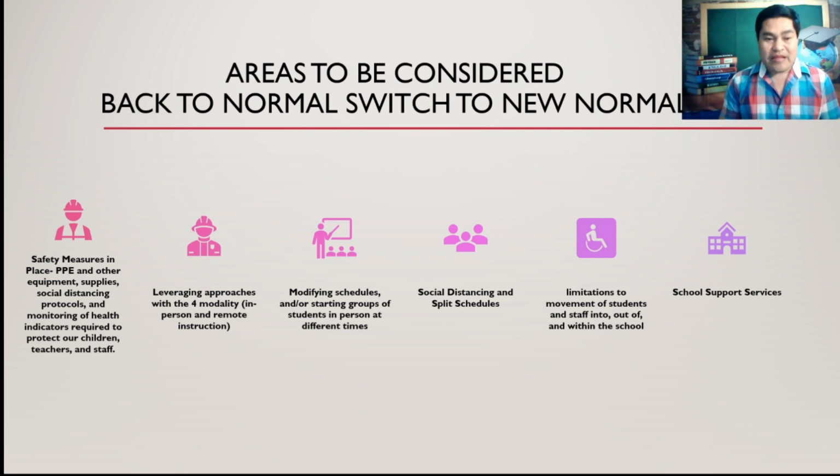There should also be leveraging of approaches with the four modalities, either in-person or remote instruction. And we also have to modify the schedule and or start groups of students in person at different times. Social distancing and split schedules must be considered. Limitations to movement of students and staff into, out of, and within the school. And school support services must be provided. So those are the areas we need to consider if we want to be back to normal or if we want to switch to the new normal.